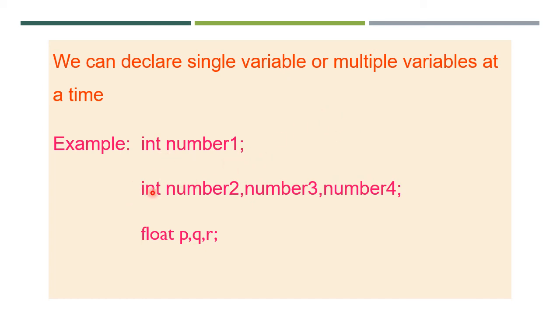In the second example, int number 2, number 3, number 4. Here we have declared 3 variables. These 3 variables are separated by comma. So you can declare as many variables as you want in a single line. These 3 variables are of type integer. In the third example, we have declared P, Q, R as variables of type float.